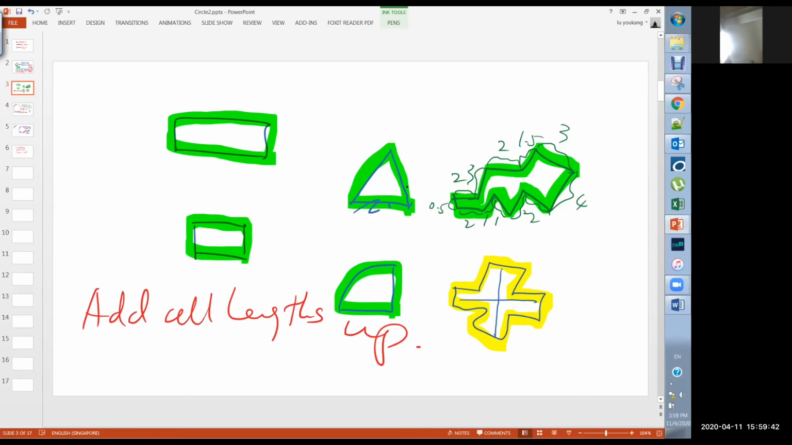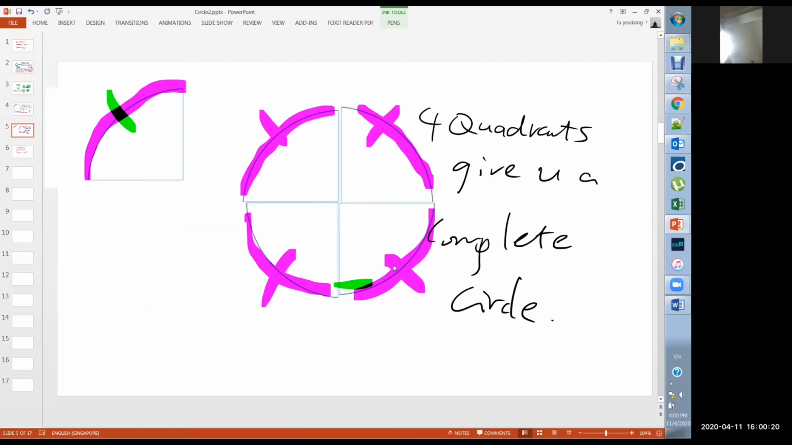This one, add 3 of them up. This one, add all the lengths up. Similarly, for the quadrant, add all the lengths up to find the perimeter. Repeat: add all the lengths up to find the perimeter. Very good. Okay, you can sit down now.